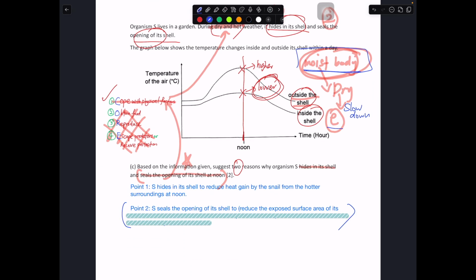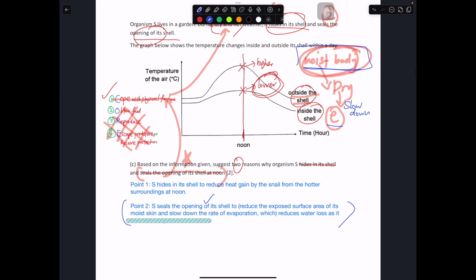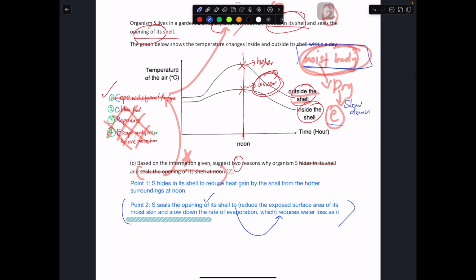So you can write it in this way. Seal is opening of a shell, okay, to reduce the exposed surface area of its moist skin and slow down evaporation. These are just supplementary information. You can just say, okay, seal is opening of a shell to reduce water loss. Because ultimately you want to try to slow down the rate of evaporation, and that's the idea of reducing water loss from its own body.